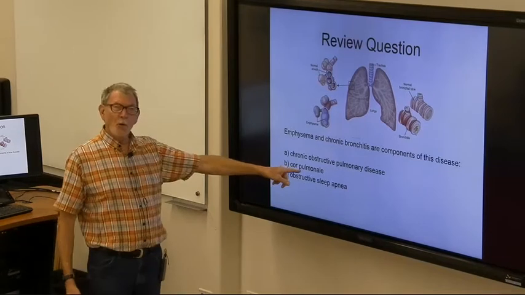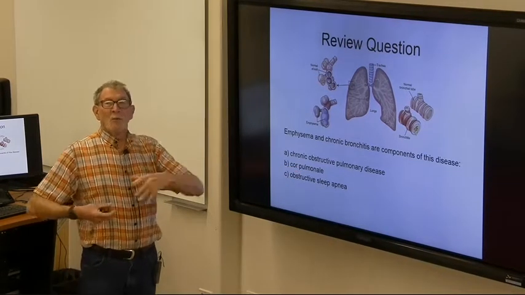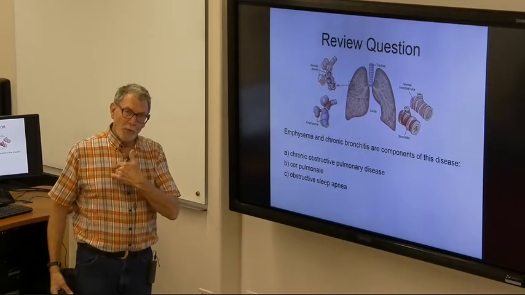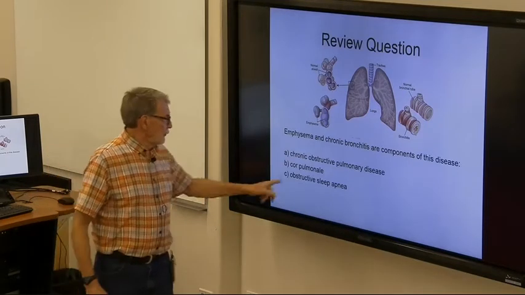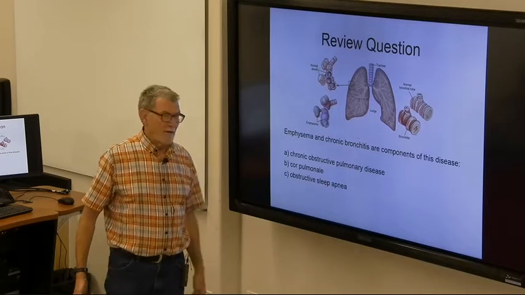What's called cor pulmonale? Right side heart failure caused by lung problems that don't let the heart move the blood properly. Obstructive sleep apnea, when you stop breathing at night.